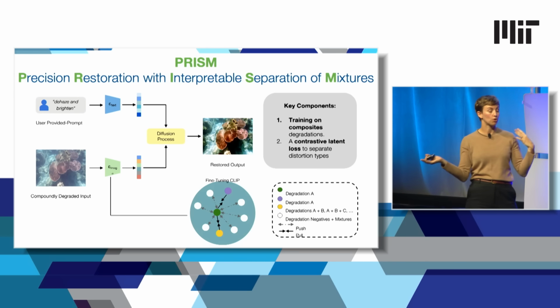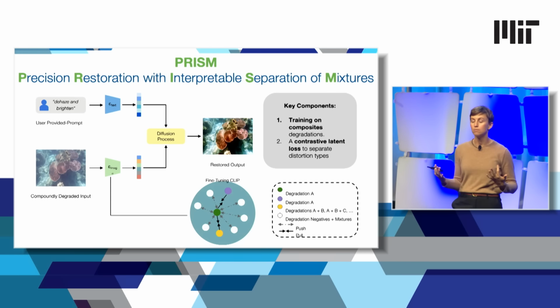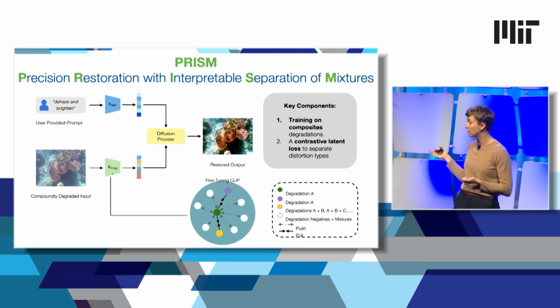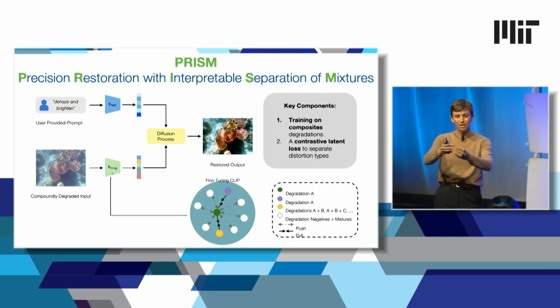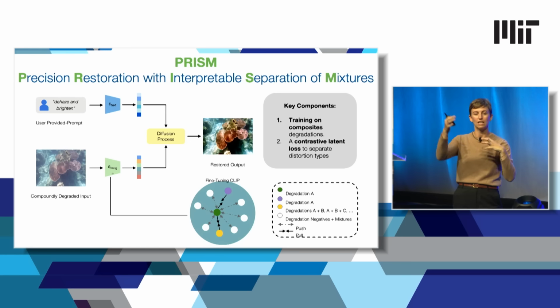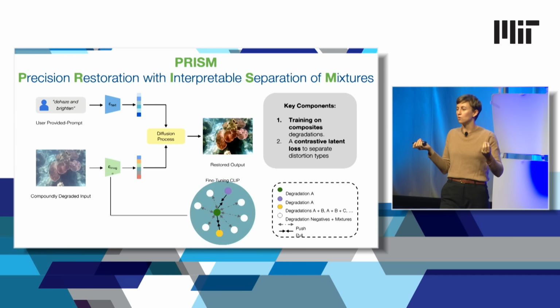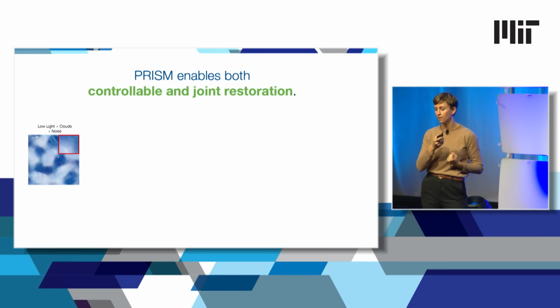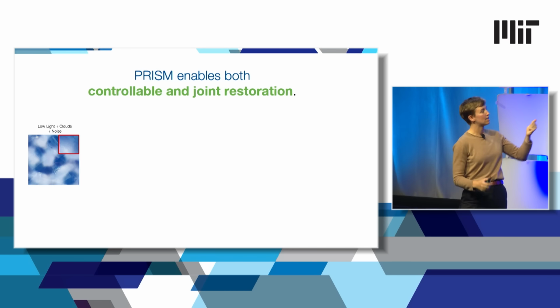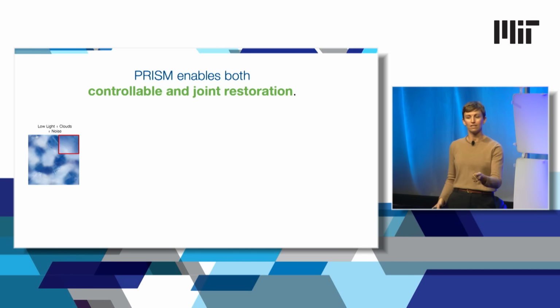We recognize that we're going to have complicated compound distortions, so we train the model on the types of difficult distortions we're going to see in reality, and we actually have built this contrastive latent space that helps us separate the different types of distortions and learn how to deal with them interactively and independently, which then means that we can almost see them as pieces or tools that we can put back together to be able to try to get to the correct version of an image. So the cool thing here is that now with our system, we enable both controllable and joint restoration.